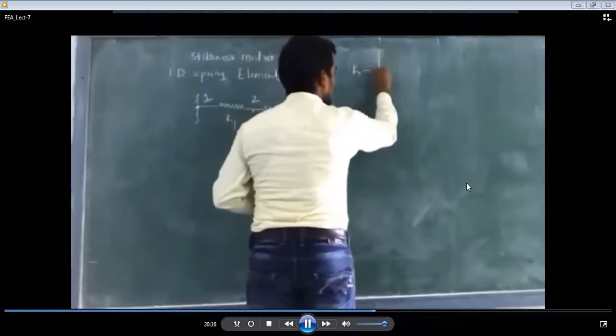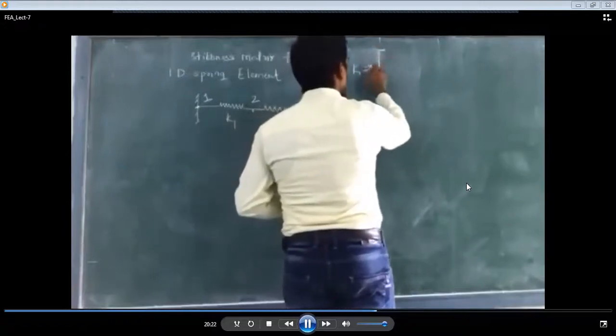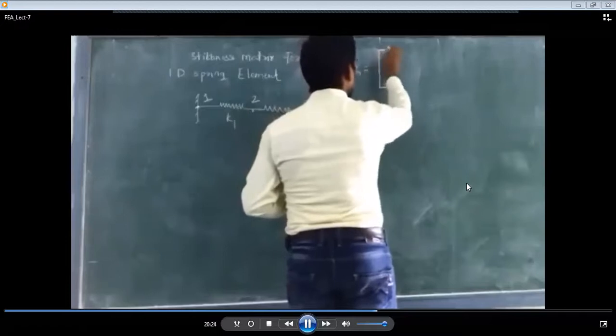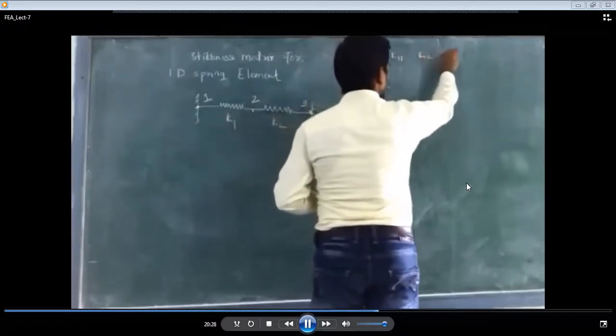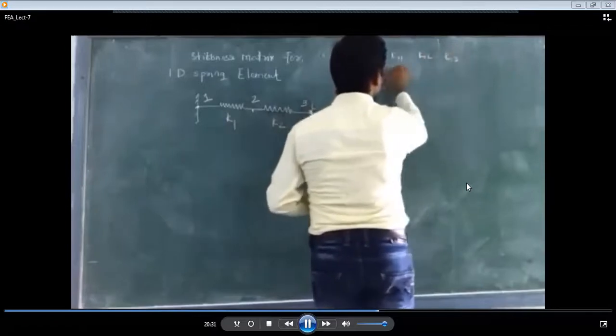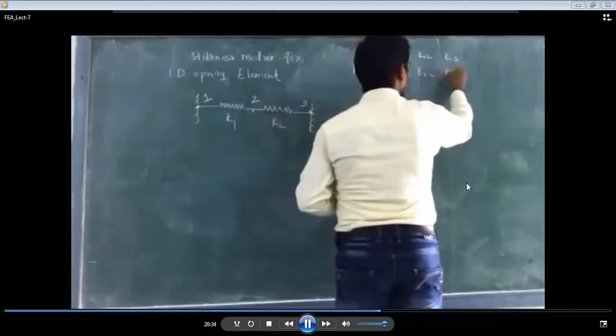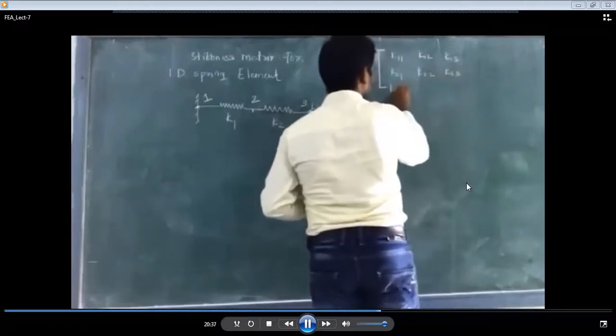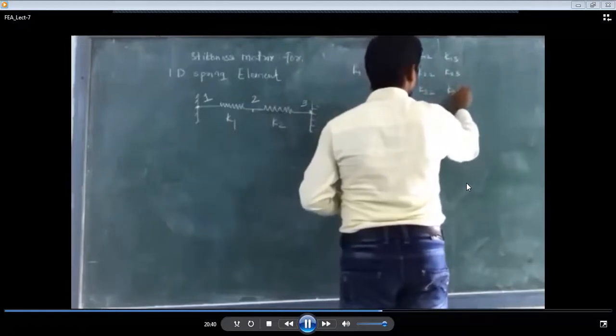First here we will write how the elements of the global stiffness matrix will look. So see this: the global stiffness matrix elements are K11 to K13 for the first row, then for the second row, K21 to K23, then for the third row, K31 to K33. So this is your global stiffness matrix.